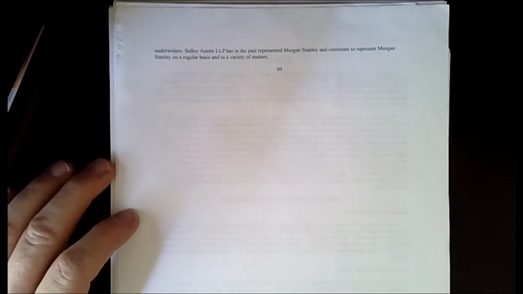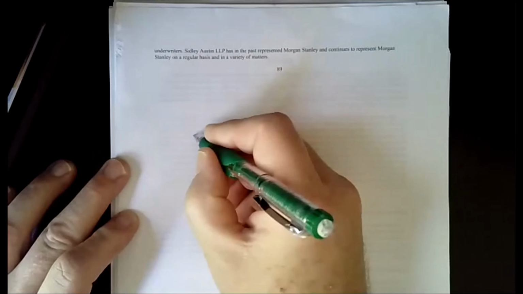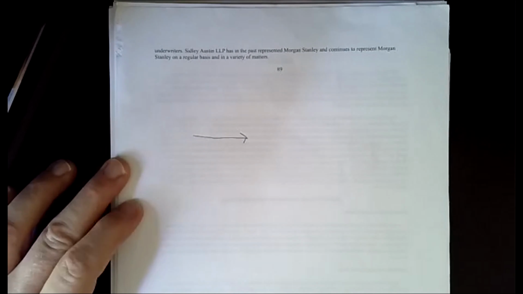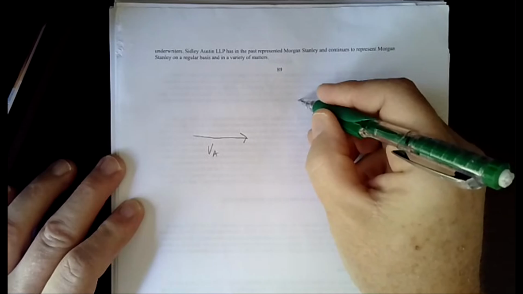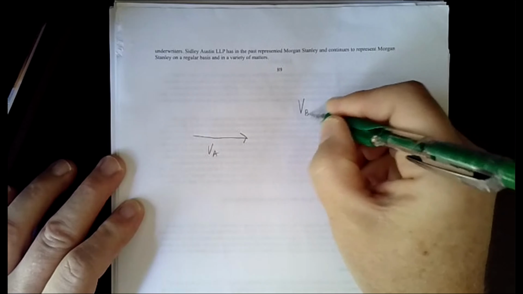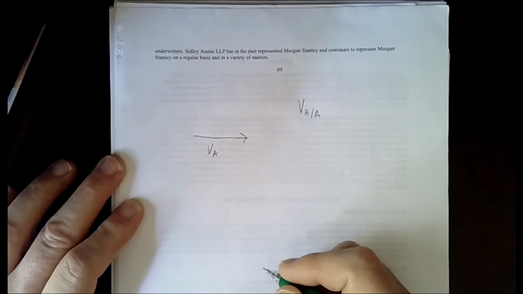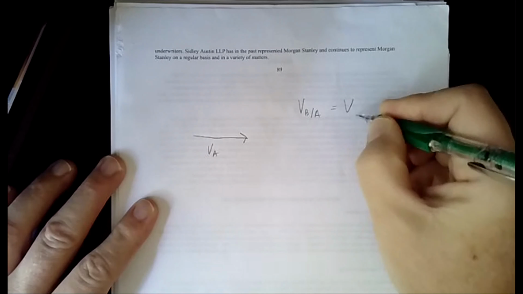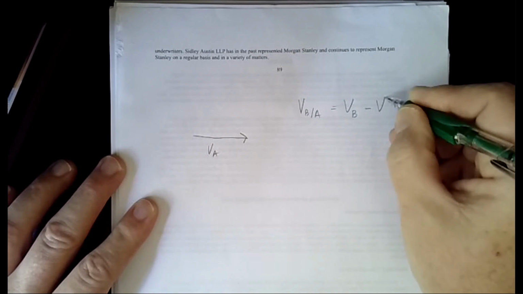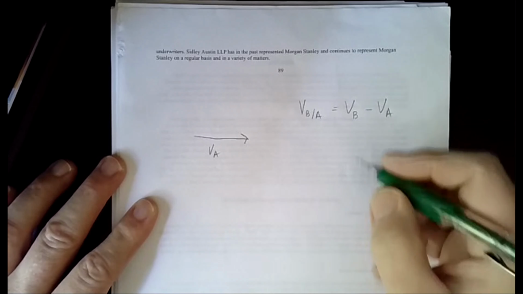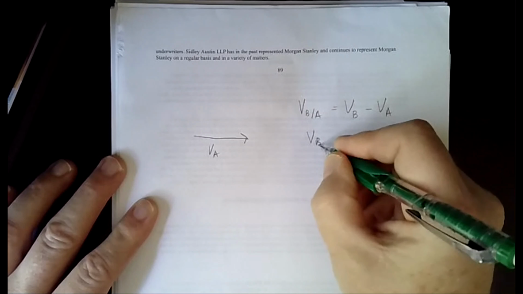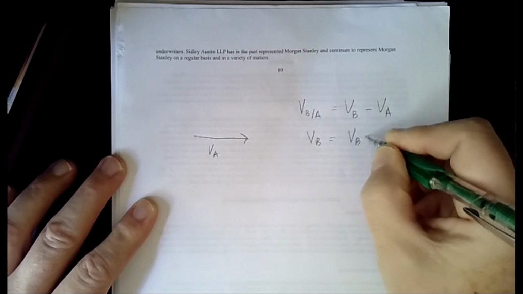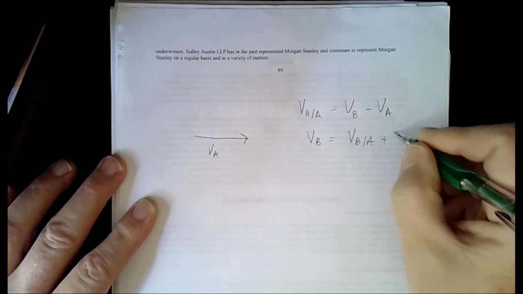So you draw your velocity of A, because it's going that way. So there's your velocity A. And also, since you're writing, you want to know what is the velocity of B relative to A. That's going to be equal to V of B minus V of A. Or another way to write it is velocity of B equals velocity of B relative to A plus velocity of A.